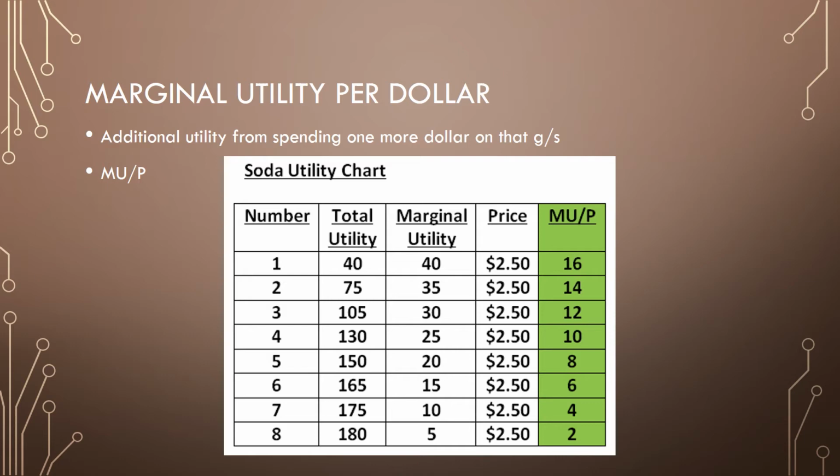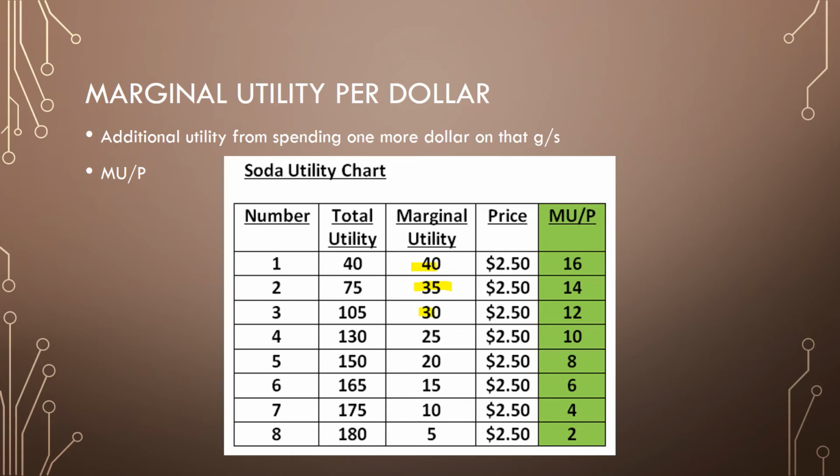So, again, marginal utility, we're looking at the additional utility gained from spending $1 more on that good or service. So in this case, we have soda. This is just one single good. Soda costs $2.50. And we see what happens to the person's marginal utility. The first soda is a score of 40, the second down to 35, the third down to 30, and so on. So we see our principle of diminishing marginal utility.